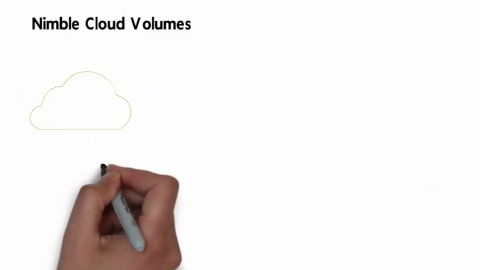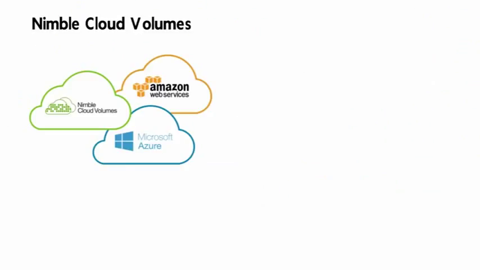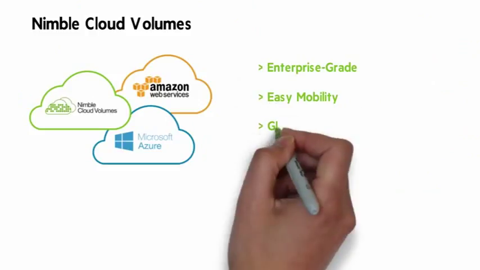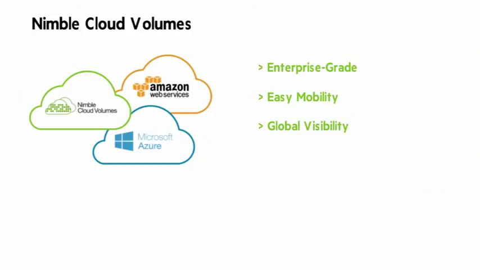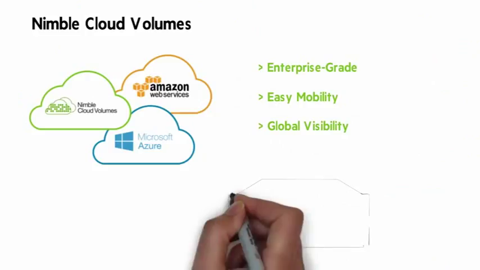The last piece of the multi-cloud flash fabric is Nimble Cloud Volumes. It's an enterprise-grade storage service for AWS and Azure. Easy mobility with simple on-ramp to the cloud, and no lock-in. And you have global visibility to anticipate and prevent issues. And all of the flash arrays, as well as the secondary flash arrays, are cloud-ready.